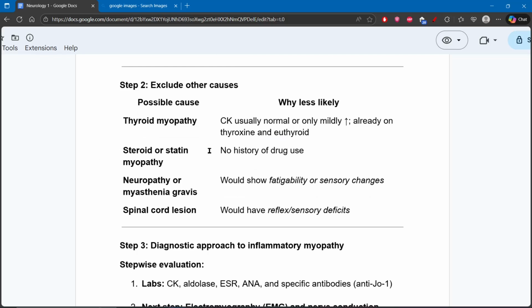There is steroid or statin myopathy that we're not considering because there is no history of drug use, no mention of steroid use or statin use. There is neuropathy or myasthenia gravis, which can happen, but we're not considering since myasthenia gravis would show progressive fatigability, and a simple neuropathy might also show sensory changes, but there are no sensory effects in the question. There is only motor weakness, so it cannot be a neuropathy. It must be contained within the muscle, whatever the pathology is.